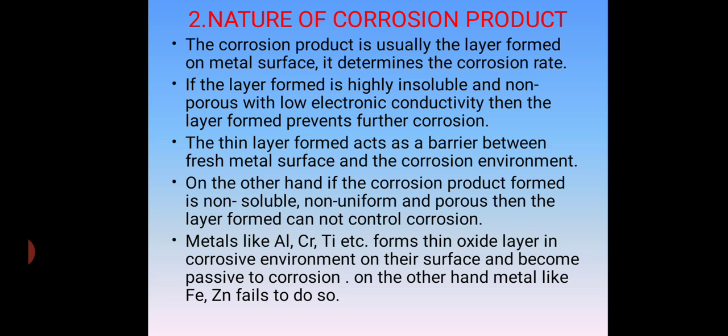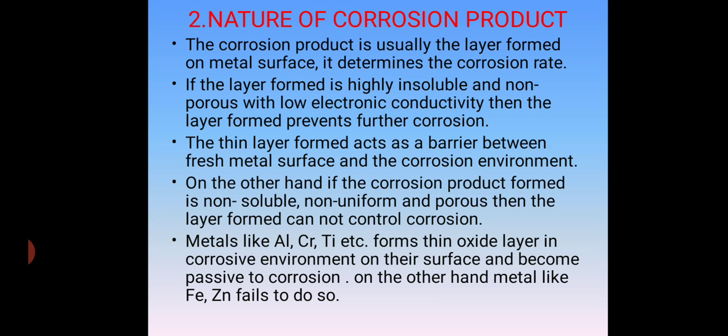Okay, metals like aluminum, chromium, titanium, etc. form thin oxide layers in corrosive environment on their surface and become passive to corrosion. On the other hand, metals like Fe, zinc fail to do so. You might have observed this, students. If you have any iron article at your homes, initially there will be formation of a light brown color layer, then slowly severe corrosion takes place. But just observe it at your places.